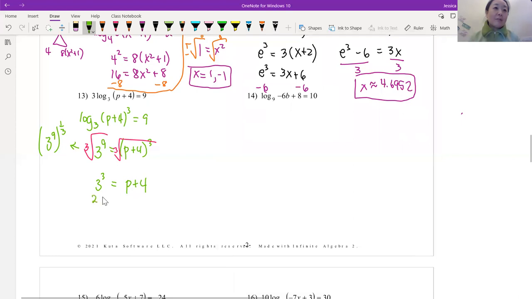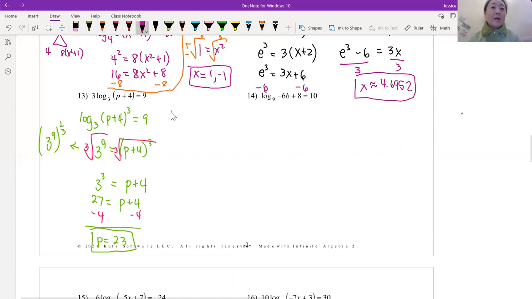So we have 27 is equal to p plus 4. So again, here we just need to subtract out the 4. And we get p is equal to 23. All right, and if we plug that back in here, 23 plus 4, yes, it's positive, we're good to go. All right, so here's the other way of doing it. This is like alternate universe number 2.